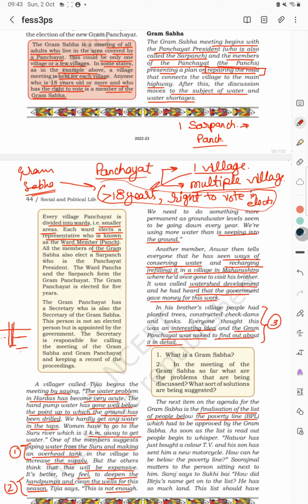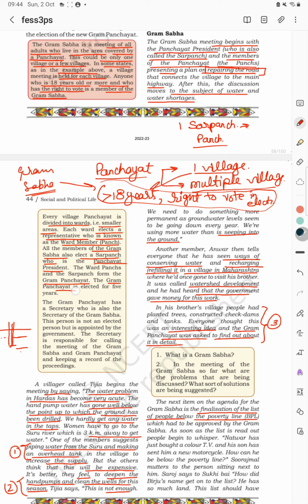All the members of the Gram Sabha also elect a sarpanch. The Gram Sabha, the assembly of adults who are eligible to vote in the election, elects a president, which we call sarpanch or panchayat president. The ward members, which we call panch, and the sarpanch together form the Gram Panchayat. So Gram Sabha is the assembly of all adults eligible to vote in the elections, and Gram Panchayat constitutes the panch and the sarpanch. Clear?